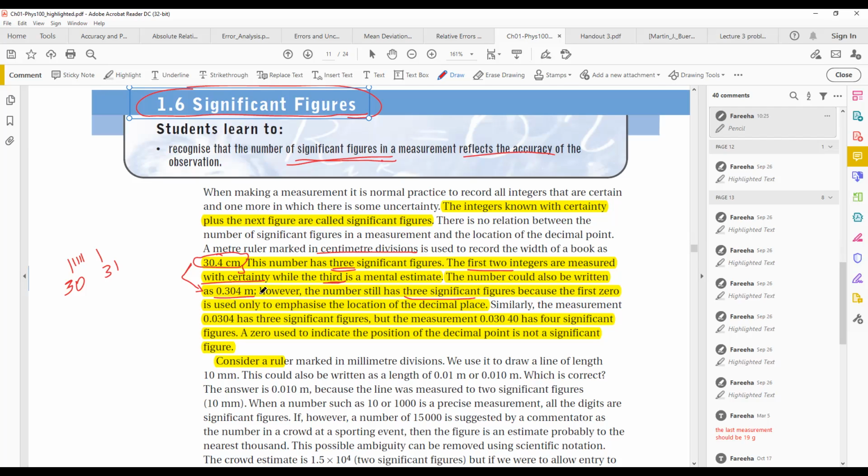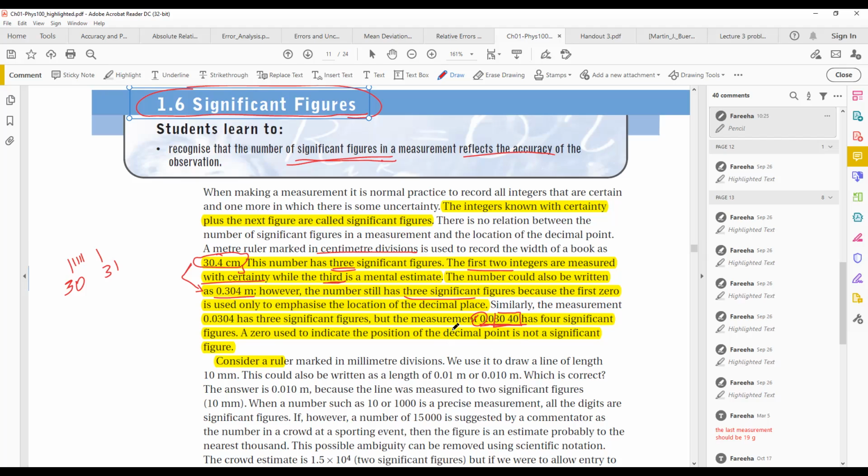So the number of significant figures depends on these 3. Similarly, the measurement, as we've just discussed, has 3 significant figures. But suppose that we had a measurement in which we had written something like this. And if this was the answer, then the number of significant figures in this case would be from here to here, which is 4 significant figures. So a 0 in this case is used to indicate the position of the decimal point. This 0 is not called a significant figure, but the 0 that we have here is called a significant figure.